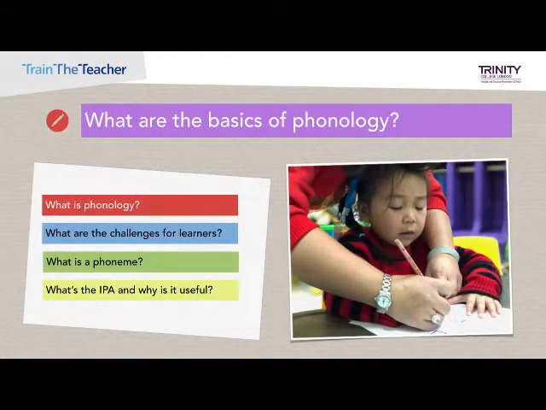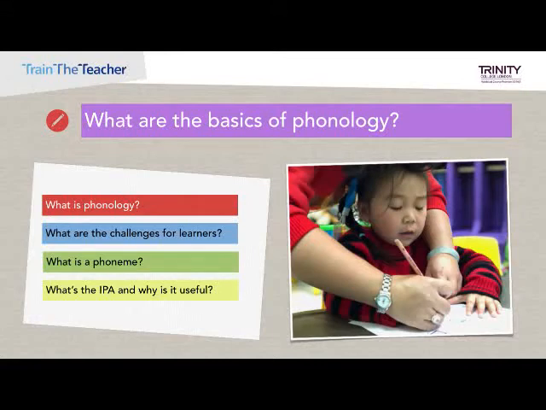In this presentation, we're going to focus on the basics of phonology and introduce you to some of the main areas that affect the way we work on pronunciation in the classroom. So here are 4 questions. What is phonology? What are the challenges for learners? What is a phoneme? And what's the IPA and why is it useful?